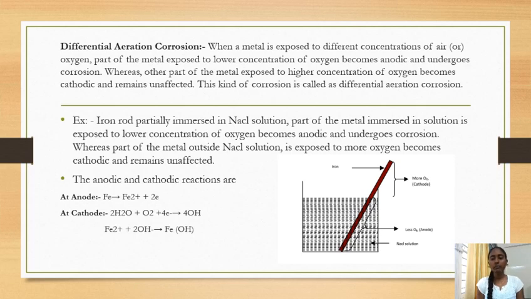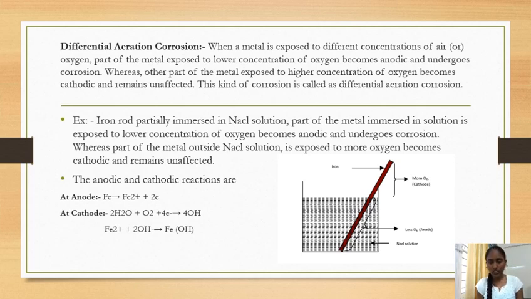The part of the metal immersed in the solution is exposed to the lower concentration of oxygen, which becomes anodic and undergoes corrosion. Whereas the part of the metal which is outside the solution is exposed to more oxygen and becomes cathodic, which remains unaffected.